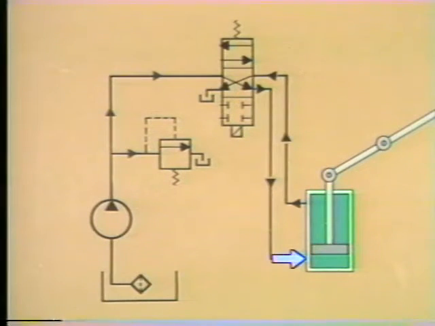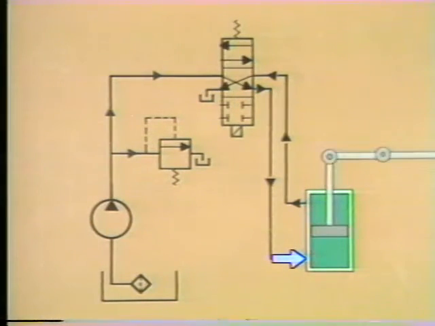Pressurized fluid is now directed to the bottom of the piston, while the fluid pushed out the top of the actuator returns to the reservoir. At the end of the piston's upward stroke, another control signal will reposition the directional control valve so the sequence can be repeated.